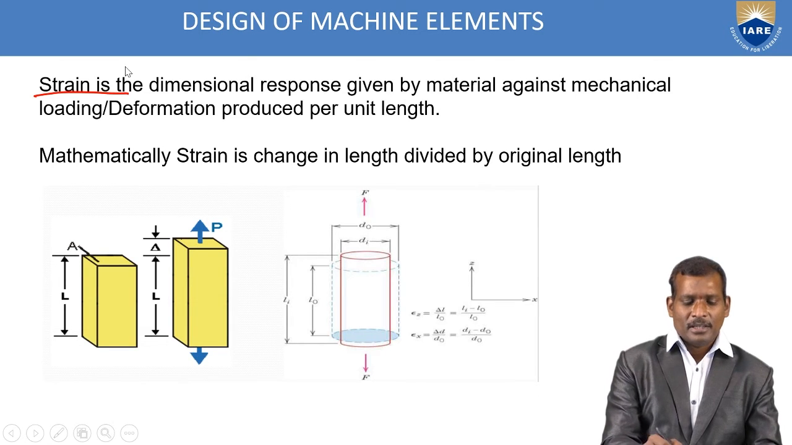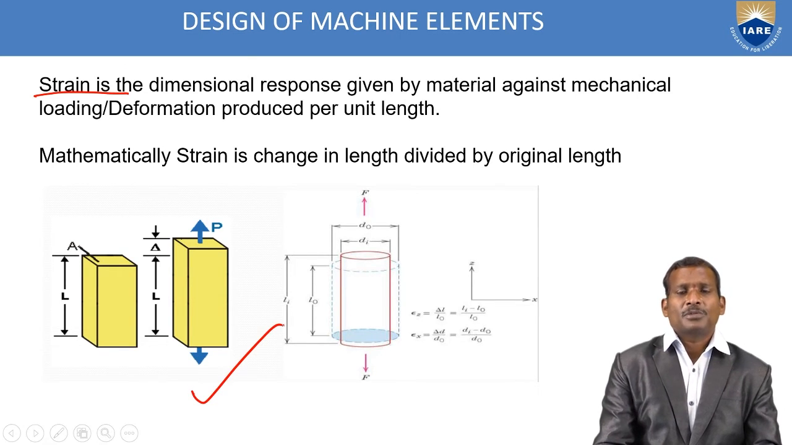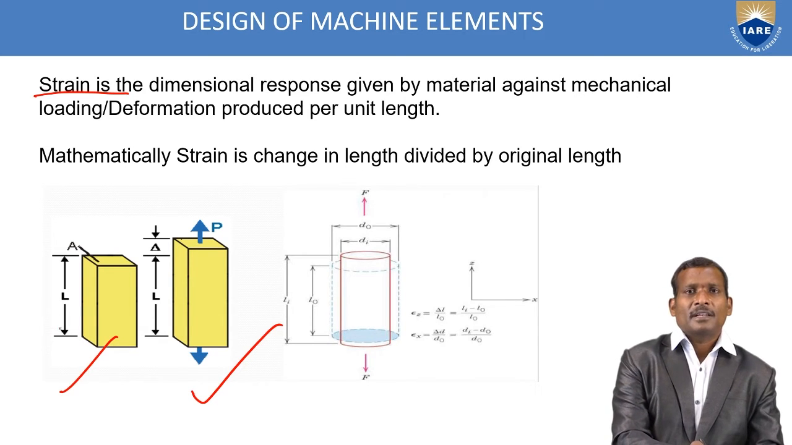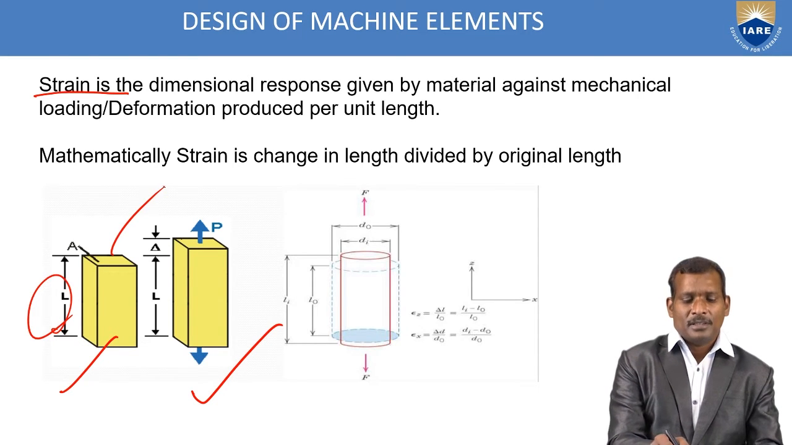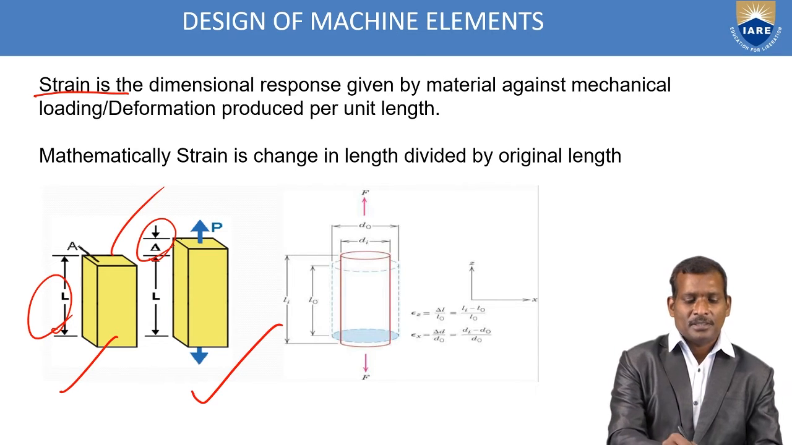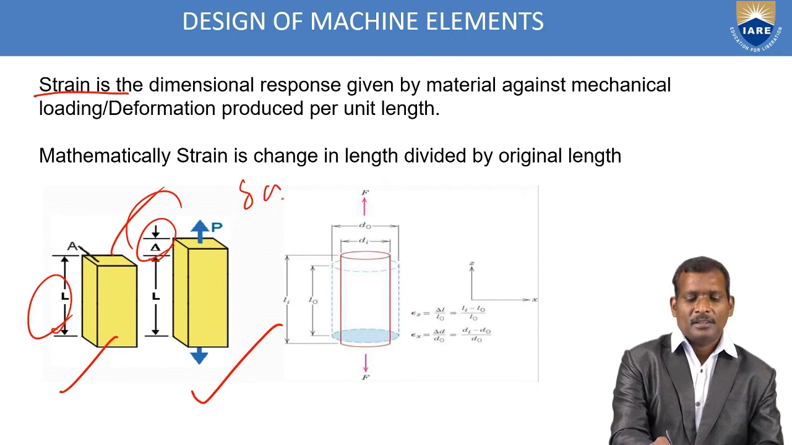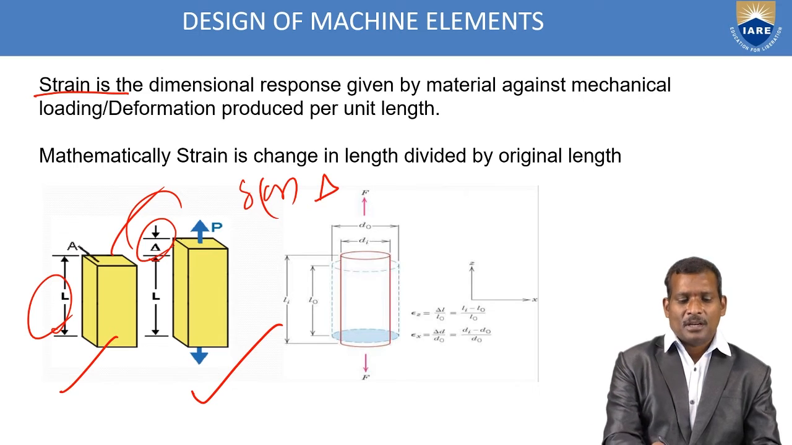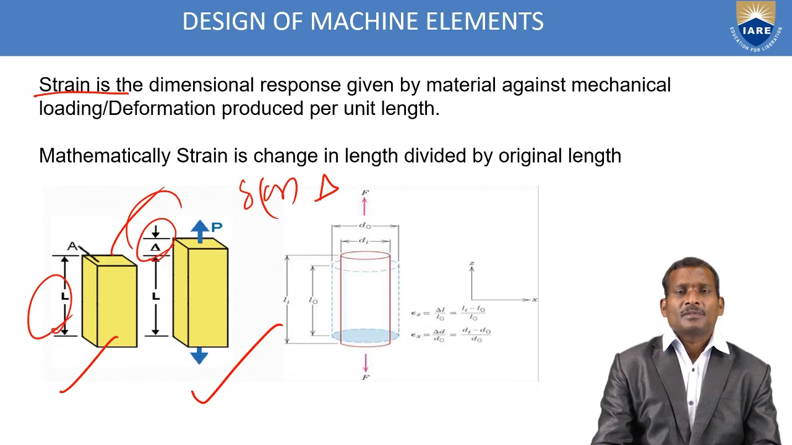See, in this diagram shown, this bar is subjected to tensile load. Previously the dimensions are length and cross-sectional area. After deformation, it elongated. How much? This is delta. So this is the length after deformation and the original length. So you have to measure the change in length.